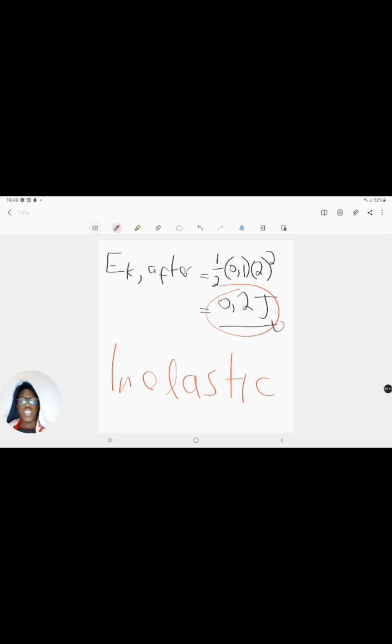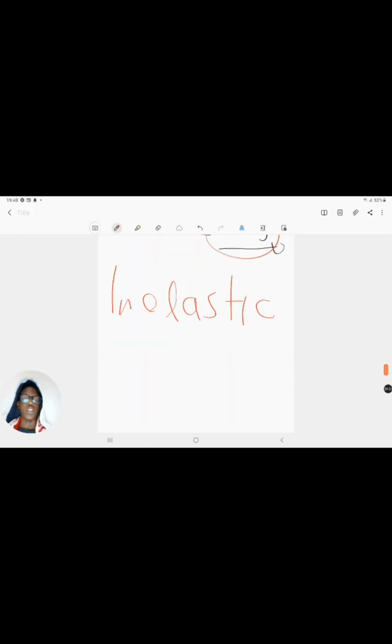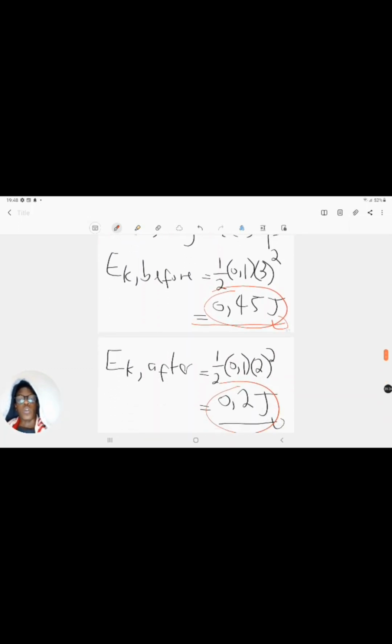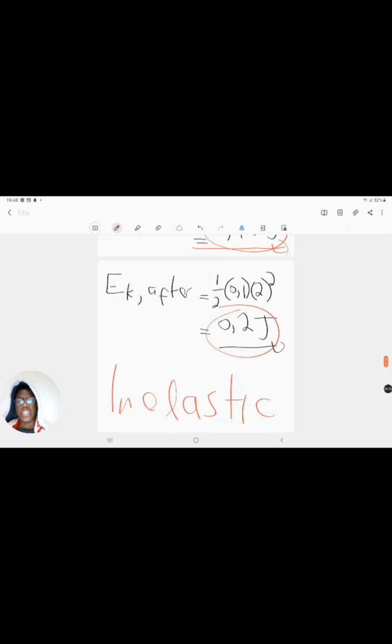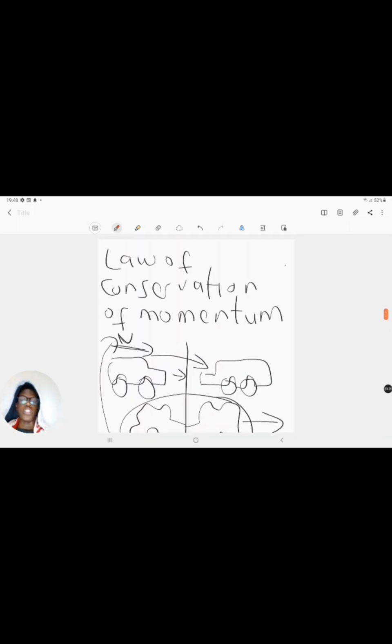Okay, so when you're seeing elastic and inelastic collisions, just know that for the most part, elastic collisions are theoretical. I'm not sure if they can be achieved in real life. Inelastic collisions are what you're usually going to come across. Okay, so that is what elastic and inelastic collisions are.